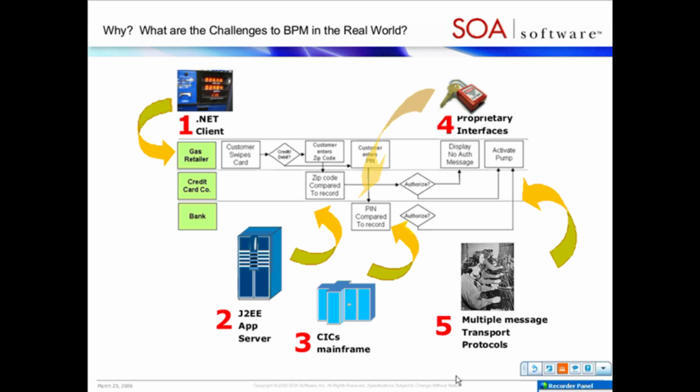If we look at this slide, we can see that each of the process steps maps to a specific IT asset or IT system. For the sake of argument, we're going to say that the gas retailer gas pump is a .NET application. The credit card company is using a Java application on a J2EE app server. The bank is a CICS application on a mainframe. And it's all connected by proprietary interfaces and multiple transport protocols. So that is a problematic situation.